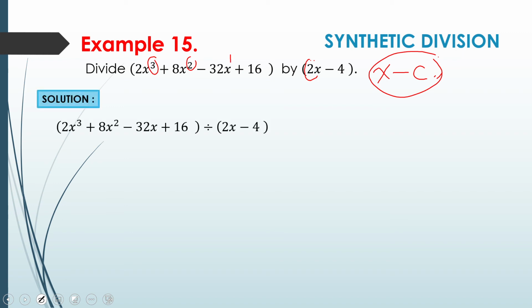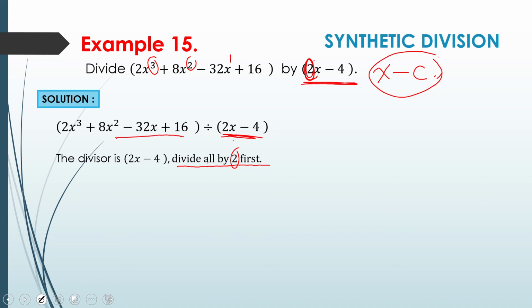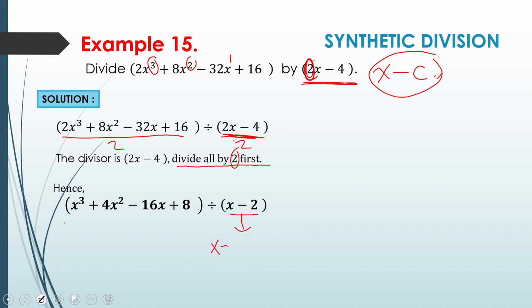So in this case, since our divisor is not of the form x minus c, we need to remove this 2 here. How can we remove this 2? By dividing all, you have to divide all by 2 so that this will become x minus c. Since we divide it here, you should also divide it here. So divide all by 2, this one all by 2. So this will give you x cubed plus 4x squared minus 16x plus 8 divided by x minus c, 2. So now this is now of the form x minus c, where your c is 2.